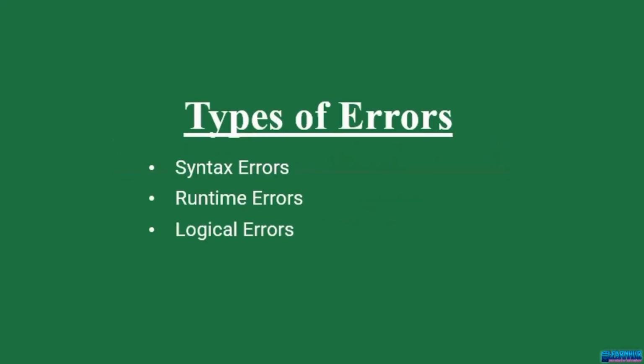There are three types of errors in VBA. We have the syntax error, which is detected by the VBA editor during code compilation. We have the runtime error, which occurs during code execution when unexpected conditions arise. And we have the logical errors. This is where no errors are displayed but the code does not work as intended. So these are the three types of errors in VBA.